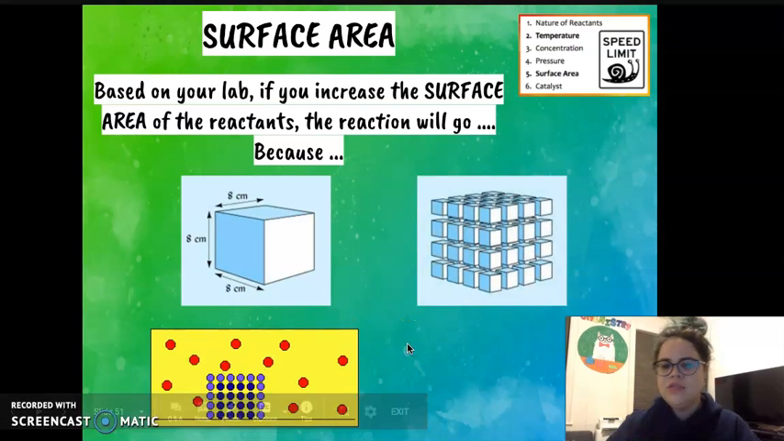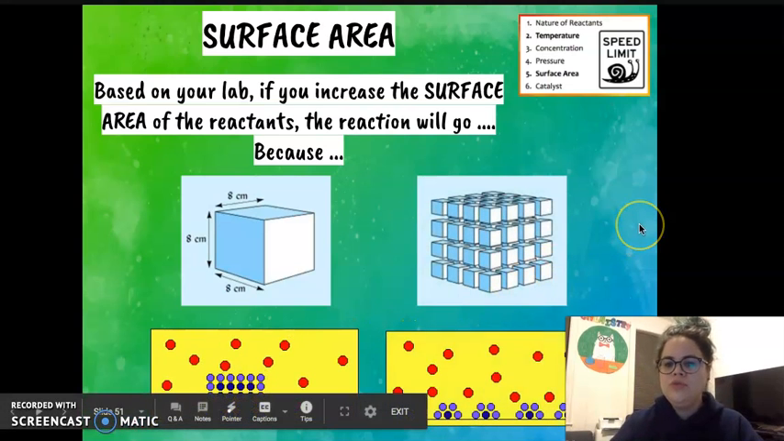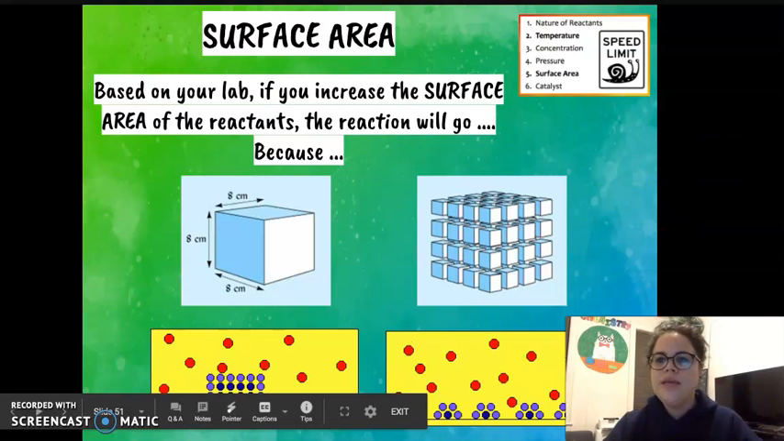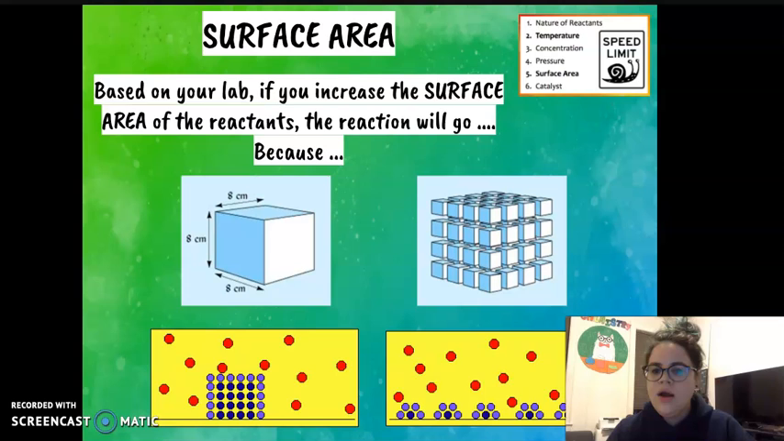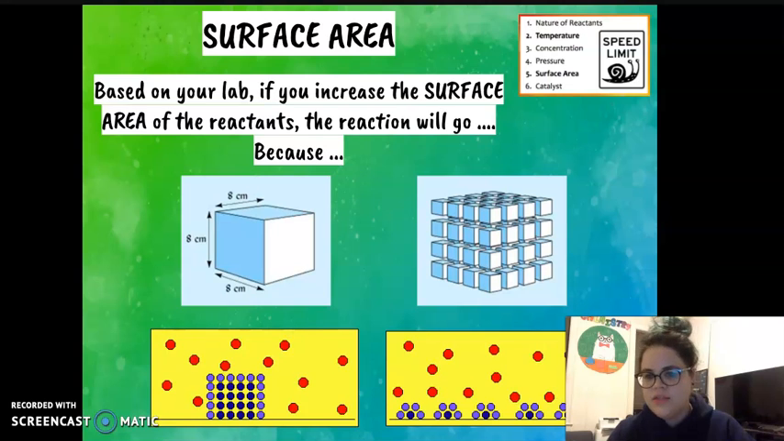But if we break something into smaller pieces, what you do is you allow for more space for a reaction to occur. And so automatically, if you have more places for a reaction to occur, you're going to have more collisions, more effective collisions, okay?